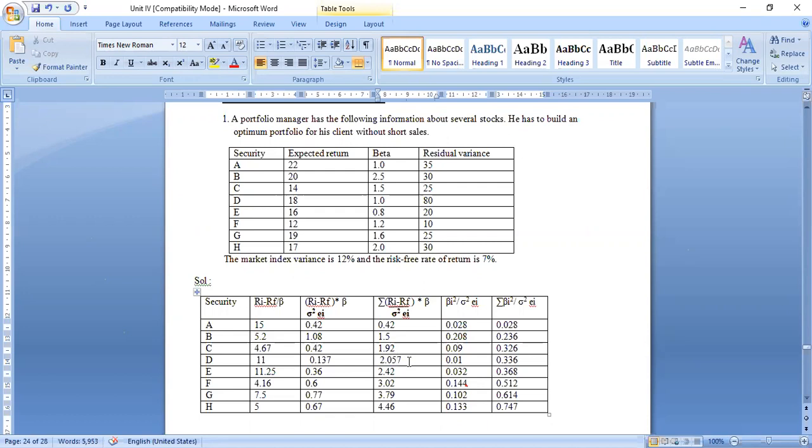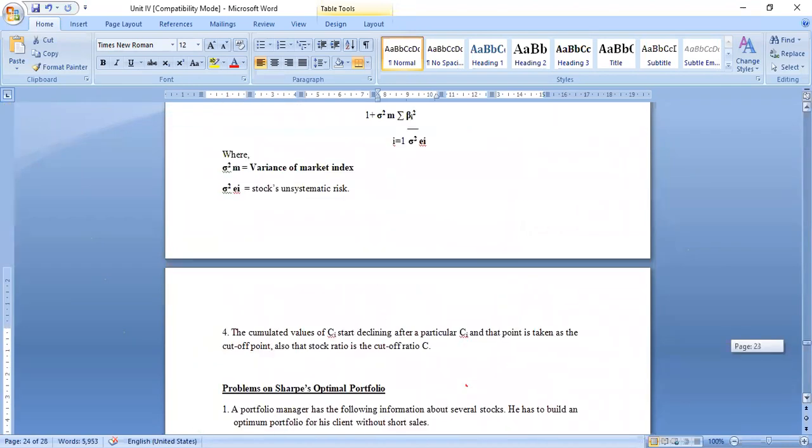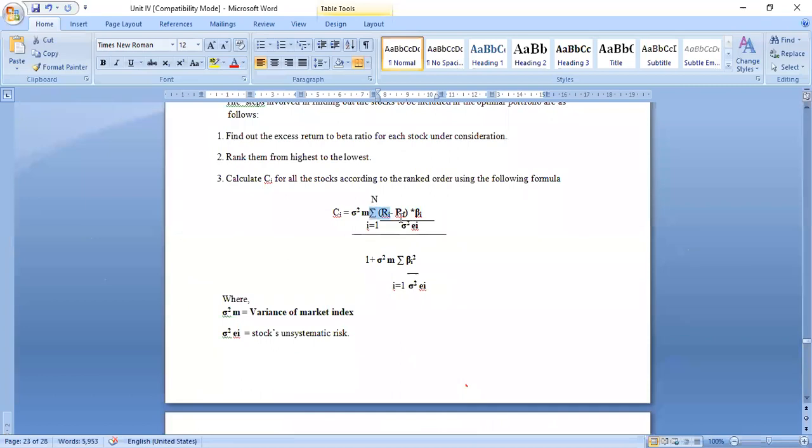So 2.057 plus 0.36 will give us 2.417. Then 2.417 plus 0.6 will give us 3.017. I have taken it as 3.02 plus 0.77 will give us 3.787. I have taken 3.79 plus 0.67 will give us 4.457. You can take it as 4.46. So this is the summation, or you can call it the cumulative. So with this, we complete the first part of the calculation which is required for the formula in the numerator. This part.